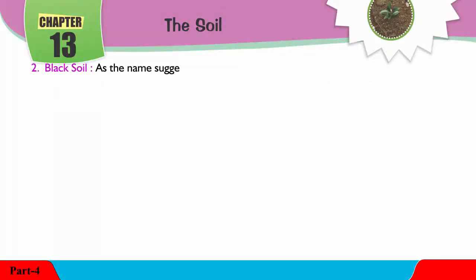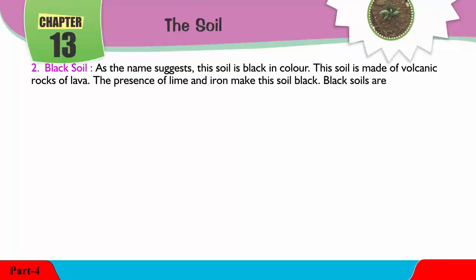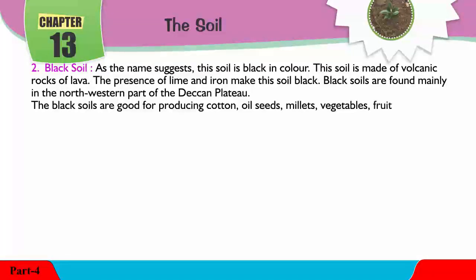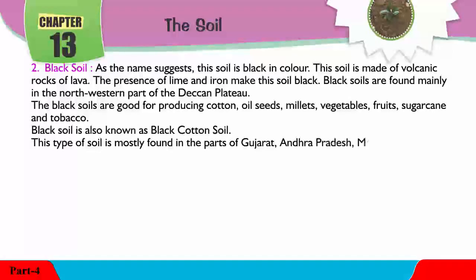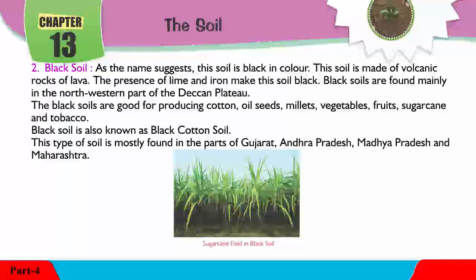2. Black soil. As the name suggests, this soil is black in color. This soil is made of volcanic rocks of lava. The presence of lime and iron makes this soil black. Black soils are found mainly in the northwestern part of the Deccan Plateau. The black soils are good for producing cotton, oilseeds, millets, vegetables, fruits, sugarcane, and tobacco. Black soil is also known as black cotton soil. This type of soil is mostly found in parts of Gujarat, Andhra Pradesh, Madhya Pradesh, and Maharashtra. Sugarcane field in black soil.